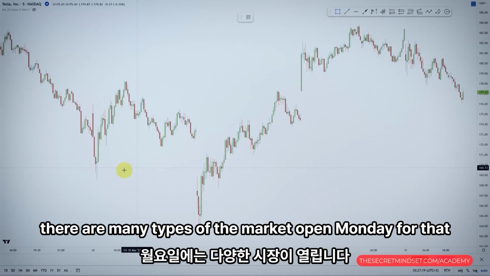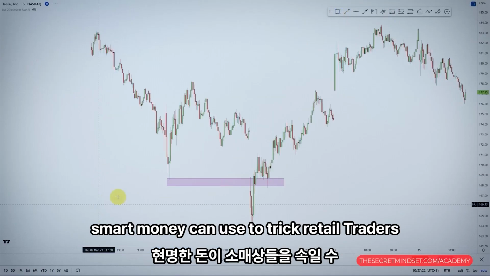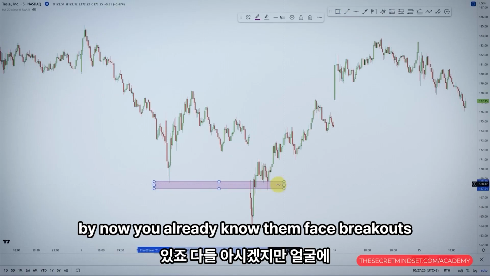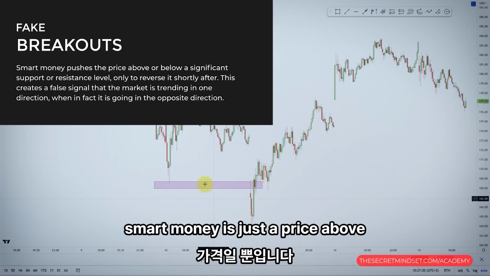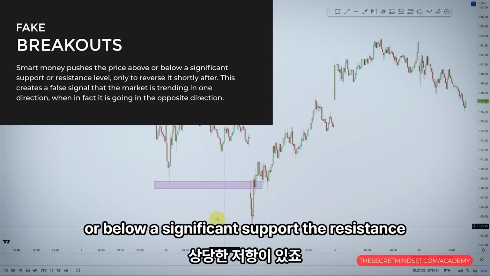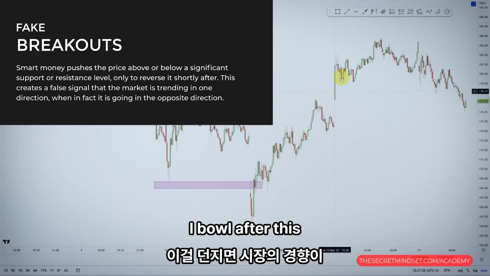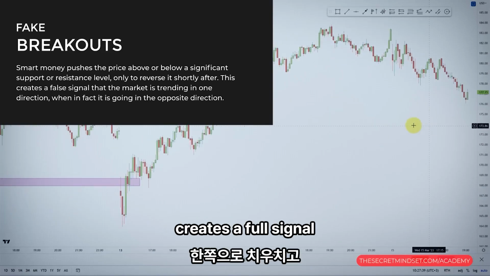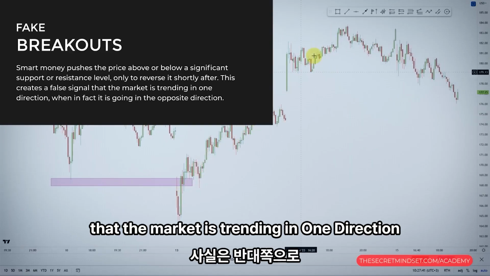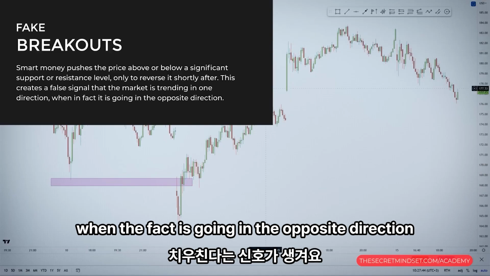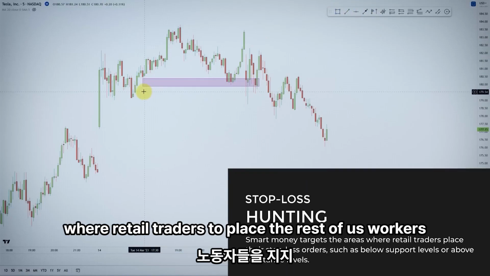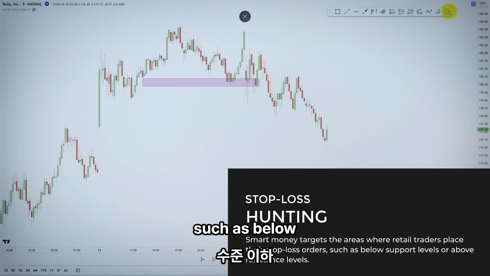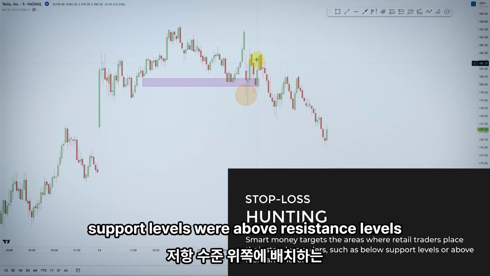There are many types of market open manipulation that smart money can use to trick retail traders. By now, you already know them. Fake breakouts. This is when smart money pushes the price above or below a significant support or resistance level, only to reverse it shortly after. This creates a false signal that the market is trending in one direction, when in fact it's going in the opposite direction. Stop-loss hunting. This is when smart money targets the areas where retail traders place their stop-loss orders, such as below support levels or above resistance levels.